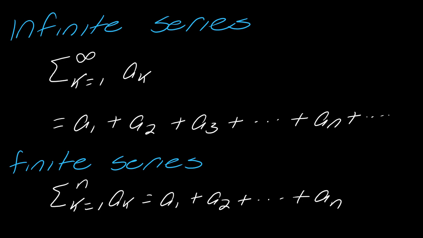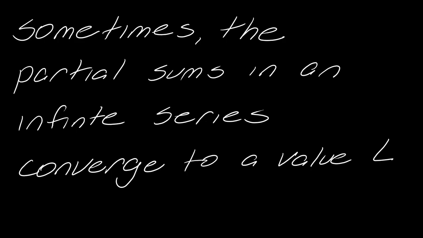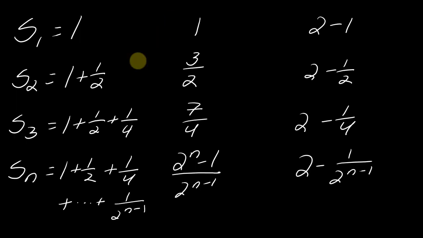Very often, to investigate an infinite series, we might also investigate a finite series associated with it. Just remember, we have an infinite series which can go on forever, and a finite series which can go from 1 to n. Sometimes the partial sums in an infinite series can converge to a value of L. If we go back for a second, if I know I can rewrite my sum like this, then as n goes to infinity, what is the value of this? Ultimately, if n is going to infinity, the value of this fraction will end up going to 0.